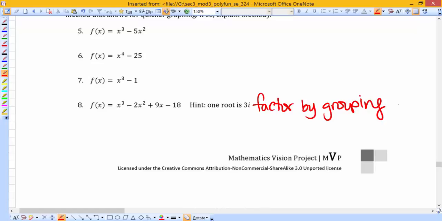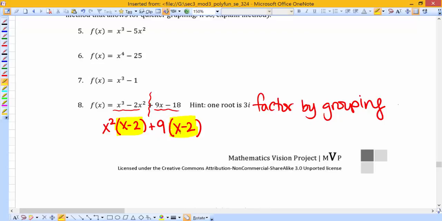Okay, factor by grouping means I'm going to make 2 groups. So I have my first 2 terms and then my last 2 terms. I'm going to look at the first 2. They share an x squared. So I'm going to take out an x squared and I'm left with an x minus 2. Then I'm going to look at the second 2 terms and they share a 9. So I'm going to take out a positive 9 and I'm left with x minus 2. What you notice, or I hope you notice, is that now the parentheses are the exact same.